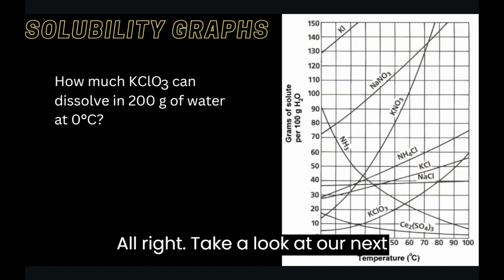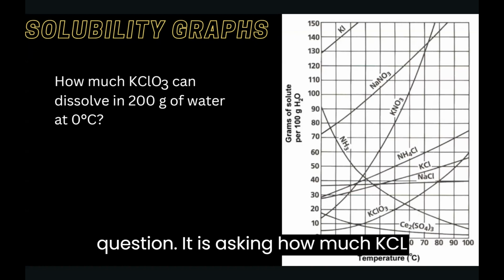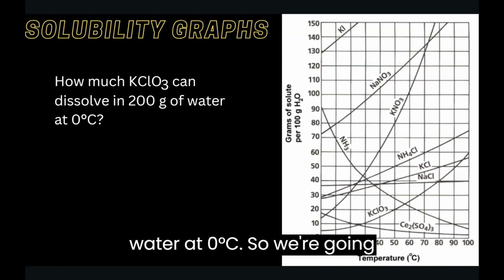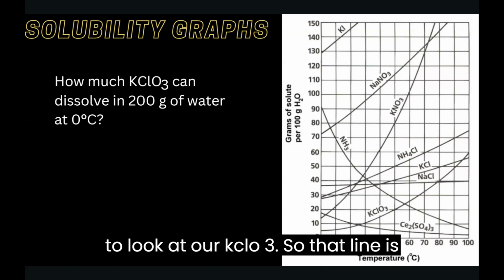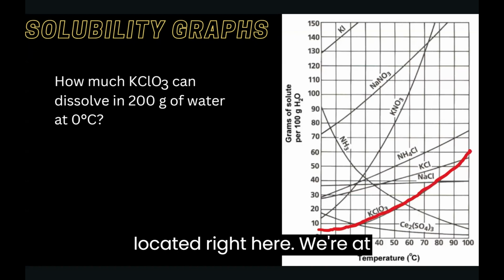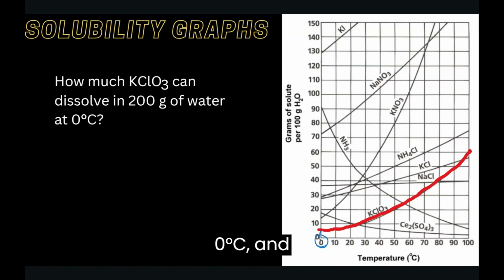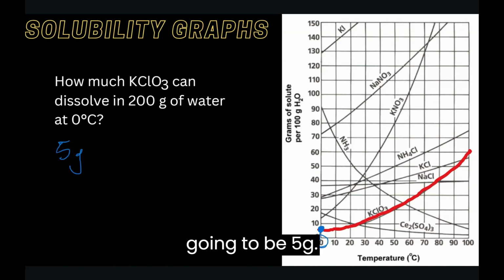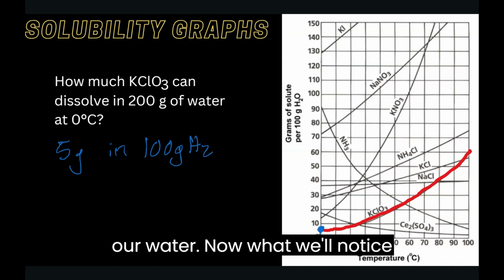All right, taking a look at our next question. It is asking how much KClO3 can dissolve in 200 grams of water at 0 degrees Celsius. So we're going to look at our KClO3. That line is located right here. We're at 0 degrees Celsius, and so our initial point is at 5 grams. Now, this is going to be 5 grams in 100 grams of our water.